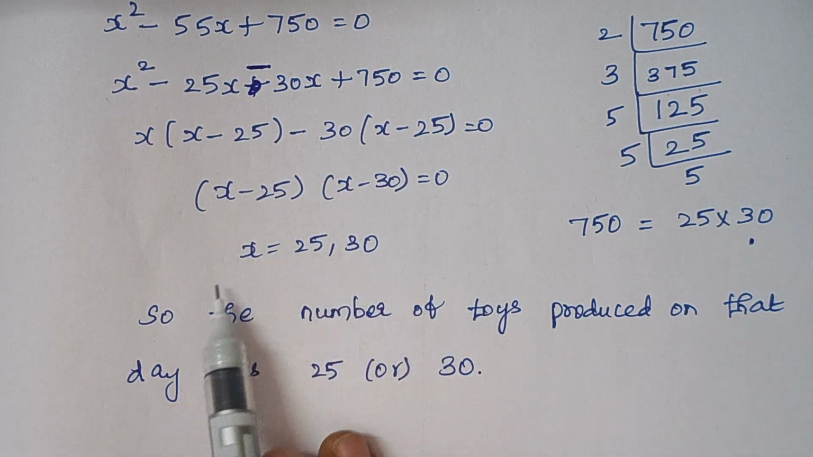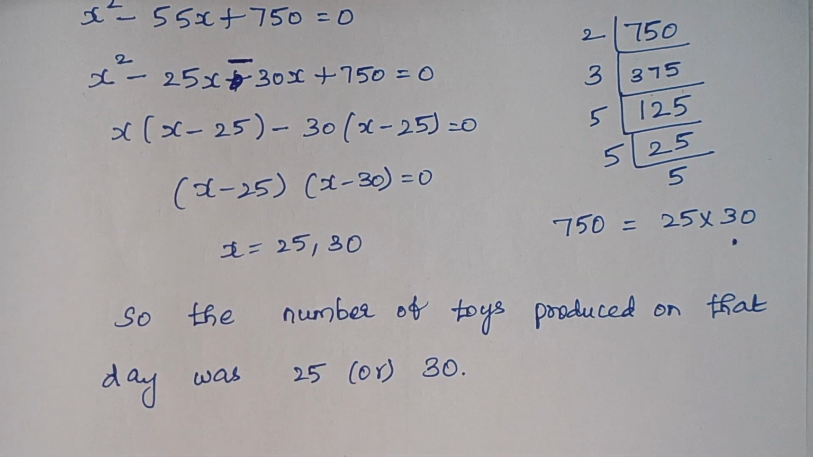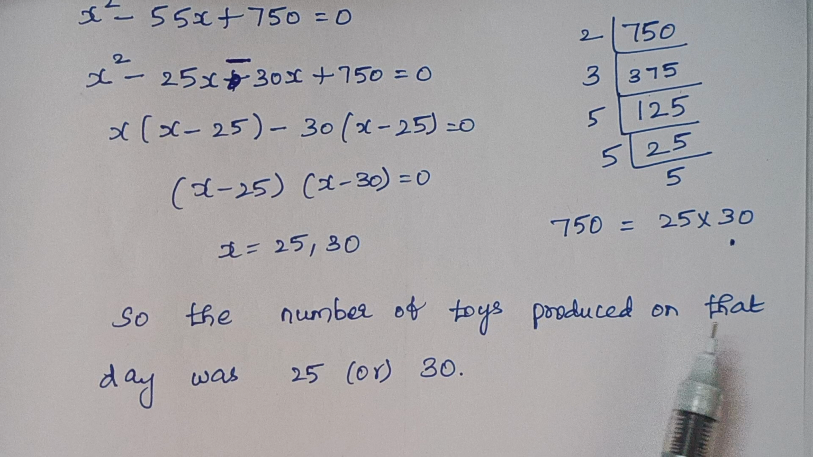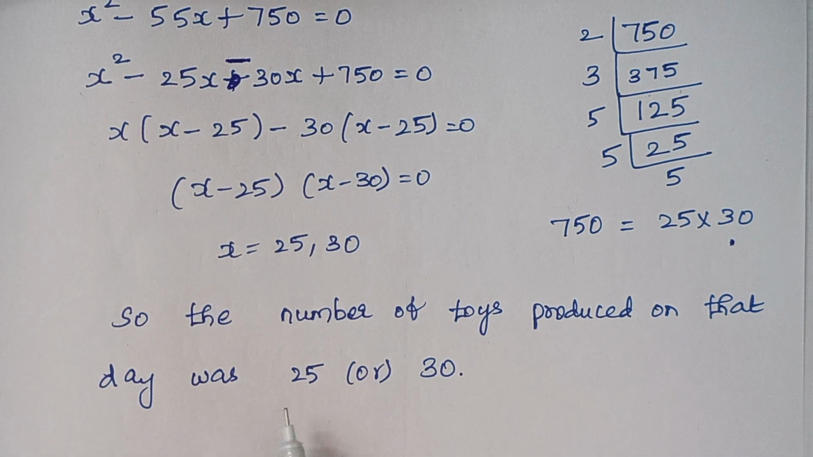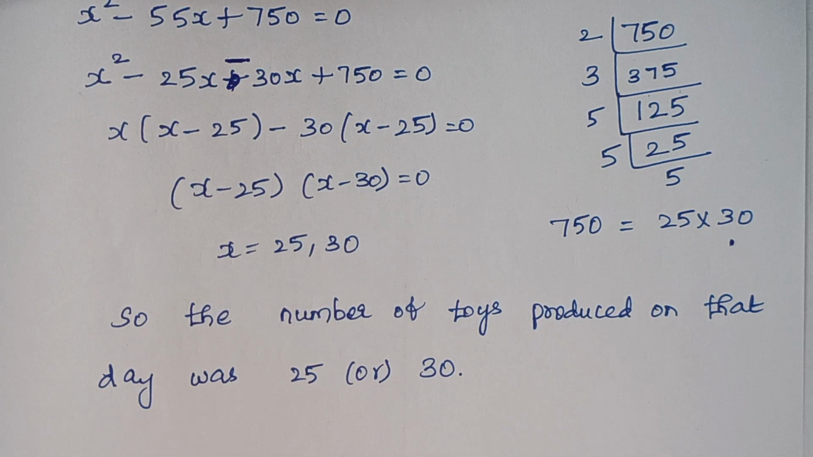And finally, the value of x is 25 and 30. Here we have both the values as positive numbers. So finally in the answer, the number of toys produced on that day may be either 25 or 30. Here both the answers are correct.